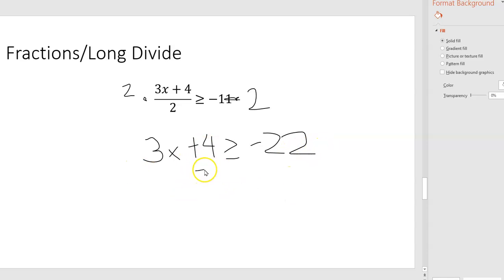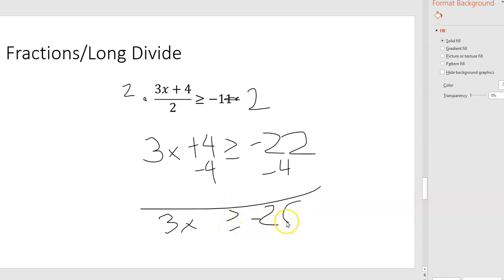From there, I can minus the 4 from both sides. Gives me 3x is greater than or equal to negative 26. Now I'm kind of sad here because I know it's not going to come out pretty. And some of you are really going to want to put negative 8.7 or negative 8.6666 or negative 8.6 repeating or something along those lines.